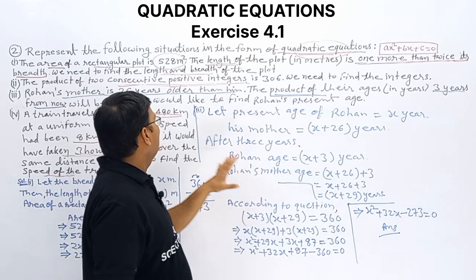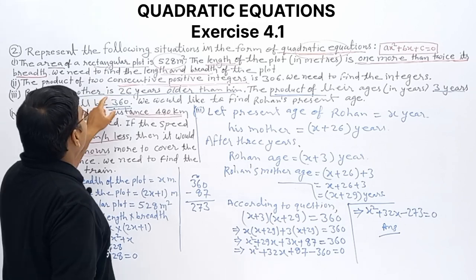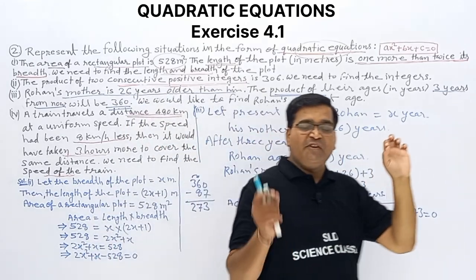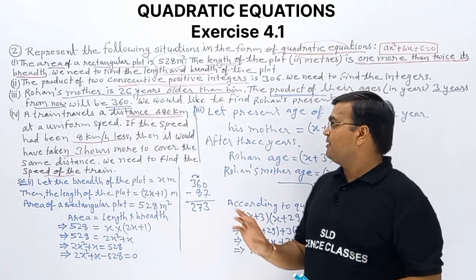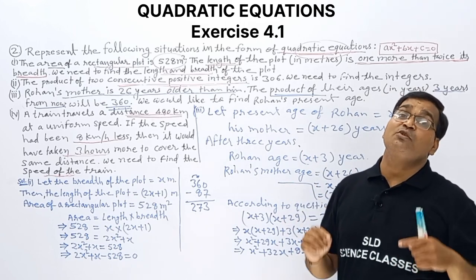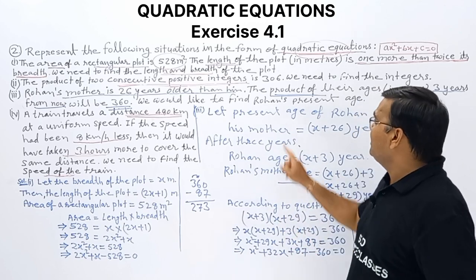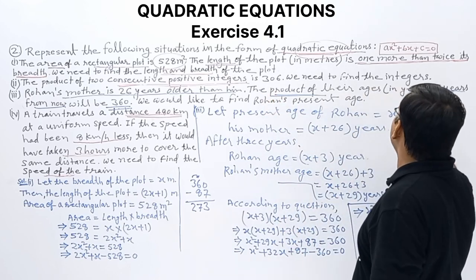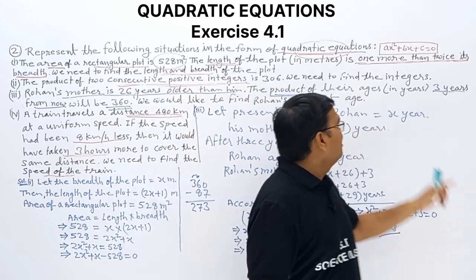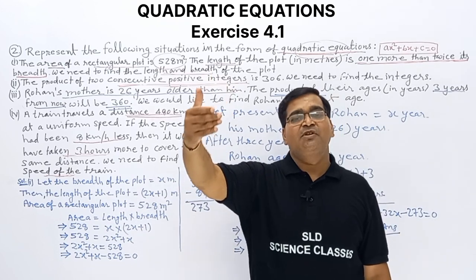Again observe this question. What is happening in this question? Rohan's mother is 26 years older than him. So first we assume the present age of Rohan. We are assuming x. His mother is 26 years older, so x plus 26. Then in the second sentence, the product of their ages will be 360. When? 3 years from now. It means after 3 years from now.